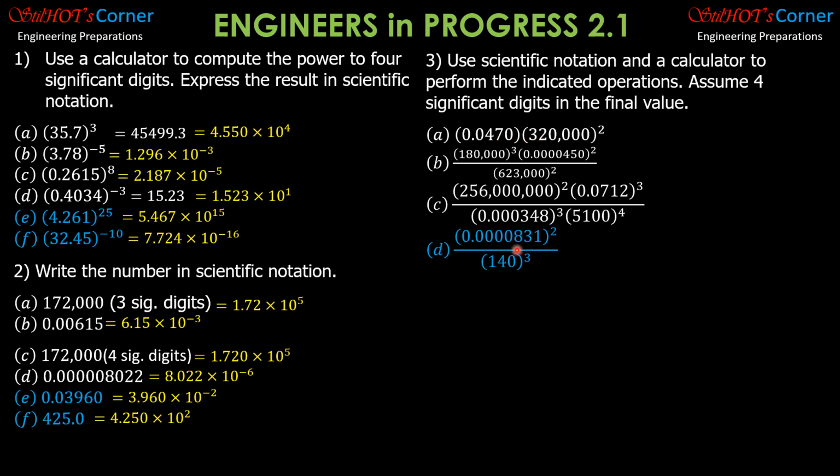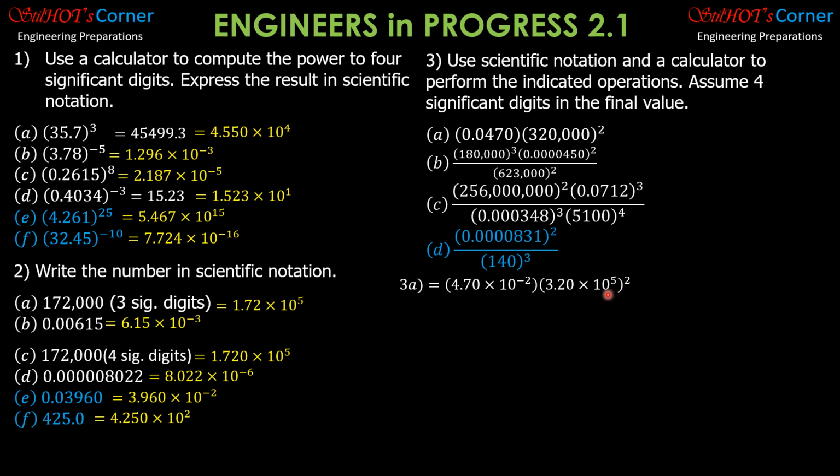So this is your part here. This is written as 4.70 times 10 to the negative 2 times 3.200 times 10 to the 5, then quantity squared. So, 4.70 times 10 to the negative 2 times 3.20 times 10 to the 5 quantity squared.